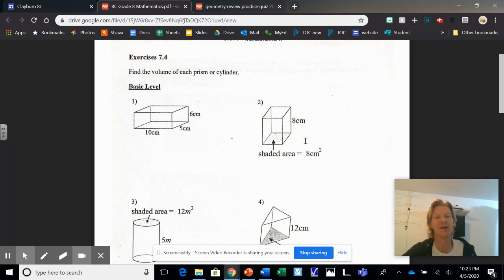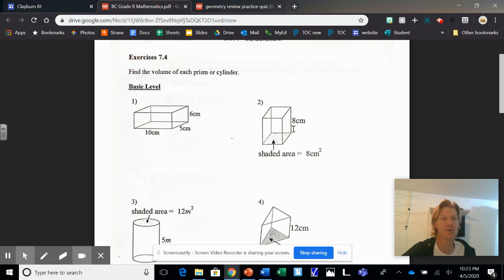Now this one here is partly done for you. It's got this shaded area right here, which is the same as the top shaded area. And it's 8 centimeters squared. So that's already the area of that. I just have to multiply that by the height right here, and I get 64 centimeters cubed.